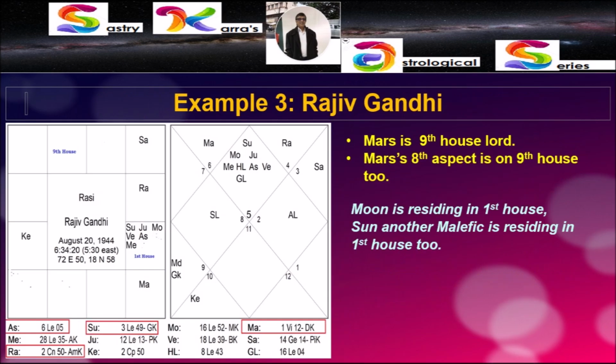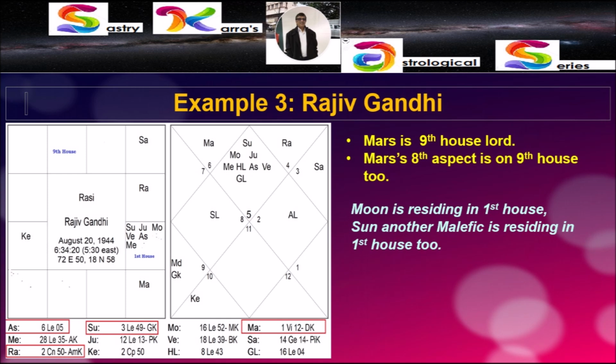Let me take the third example, which is late Rajiv Gandhi, the son of late Indira Gandhi, Prime Minister of India. Now, let's look at Rajiv Gandhi's birth chart. The Lagna is Leo, Lagnadipati is Sun, a malefic planet. And now let's see where this malefic Lagnadipati is residing.